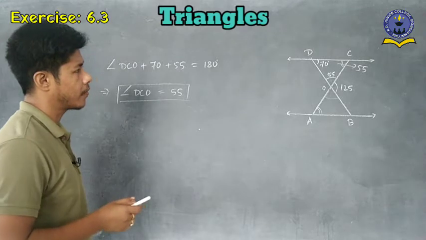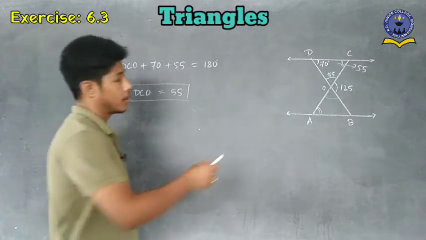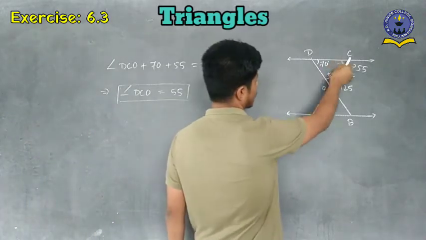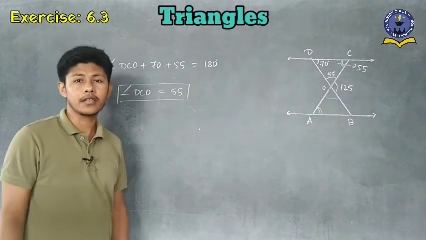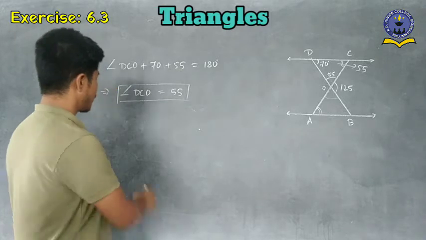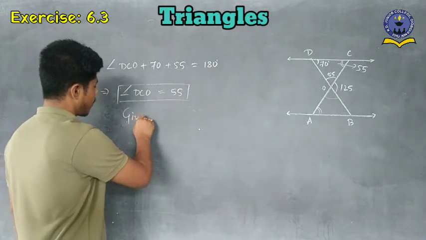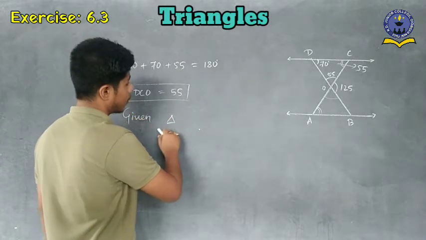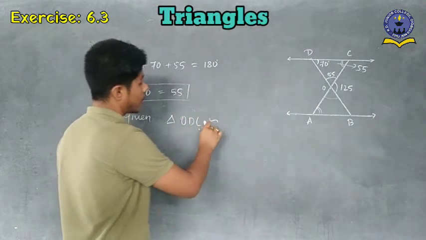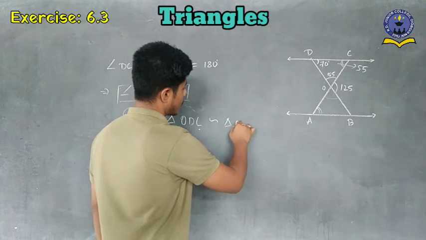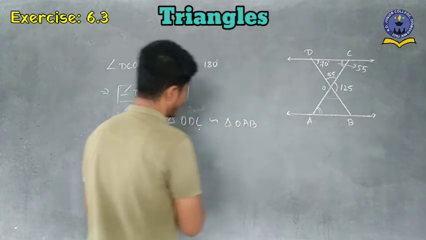Now one condition is given here. Which condition is given? These two triangles, one triangle is ODC, another triangle is OAB. These two triangles are similar, given to us. So that's why, under this you have to write: given triangle ODC is similar to triangle OAB, isn't it? So this one is similar to triangle OAB.